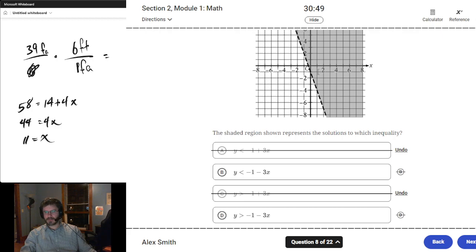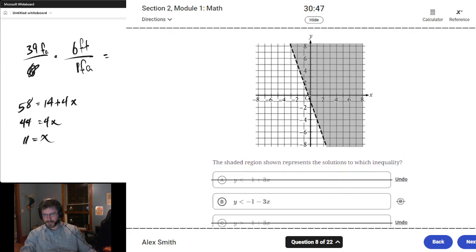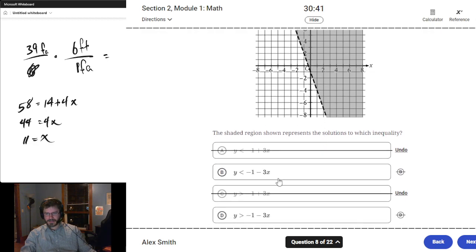Oh no, it has a negative y-intercept. Got to look at the graph a little more carefully there. I was thinking this was the y-axis. It's actually the solid line over there. So it is -1. And y is greater than because it's shaded above.